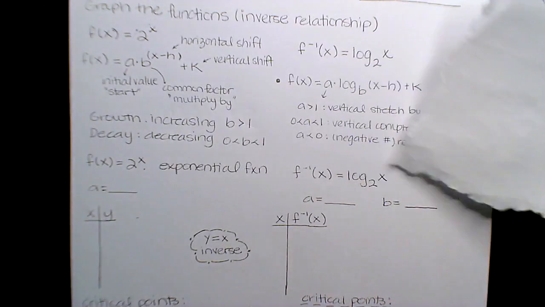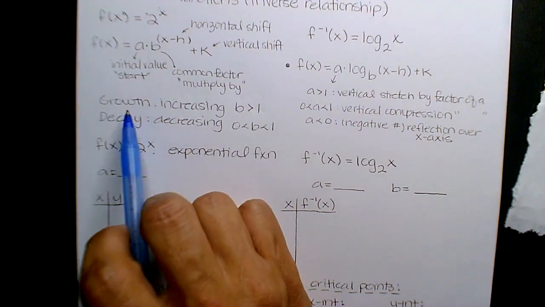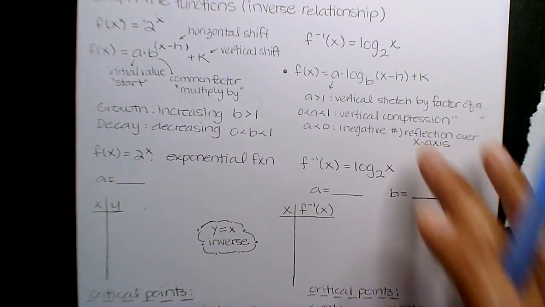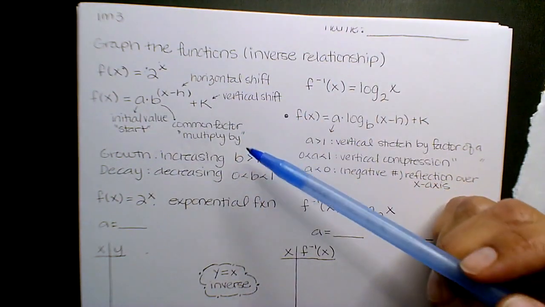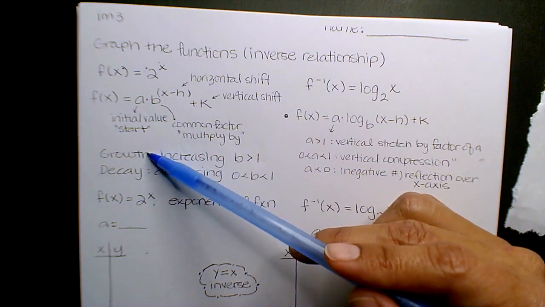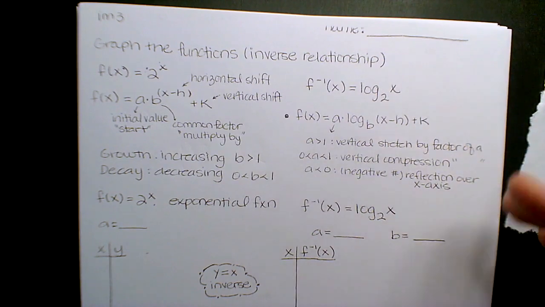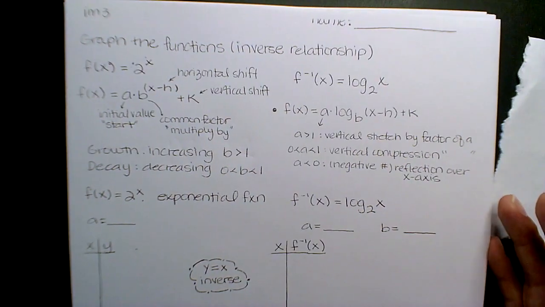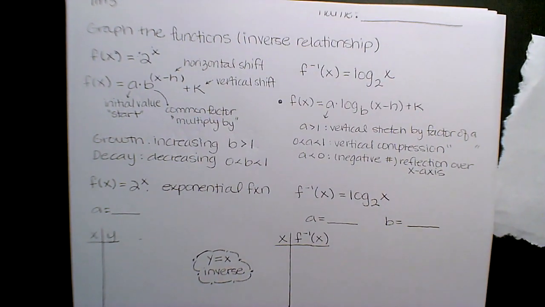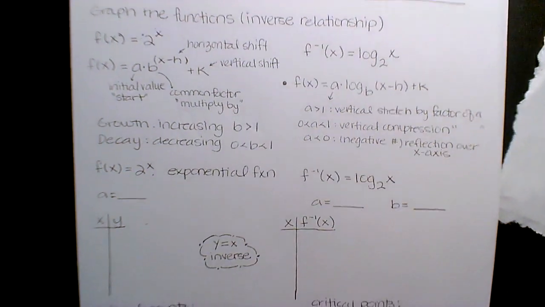All right, you're going to go ahead. We'll learn about growth and decay as we write them, but it's based off the b value. If the b value is greater than 1, it's a growth. If the b value is between 0 and 1, it's a decay. We'll see that when we're graphing more of them. Okay, you'll get good at it. Like I said, you guys are really, really good with these, okay?